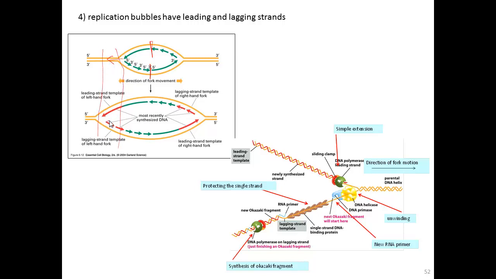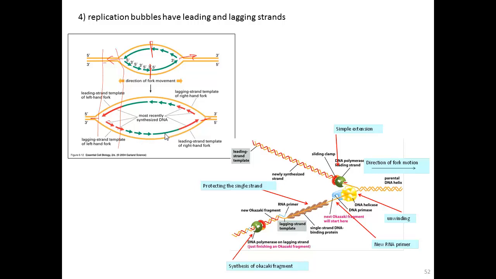The red sequences are the newly synthesized sequences, and replication forks or bubbles are bidirectional. This is occurring on both sides. And then eventually, as the replication bubble hits the end of the chromosomes, you'll have a duplicated pair.